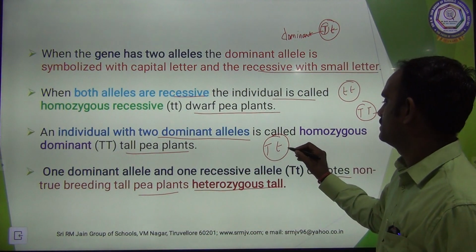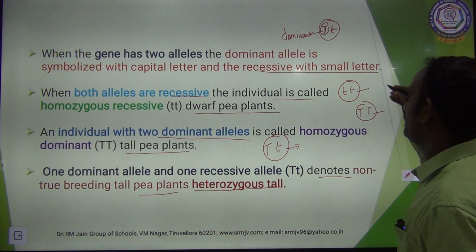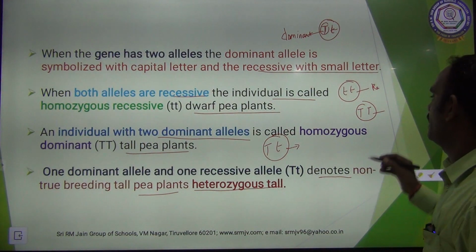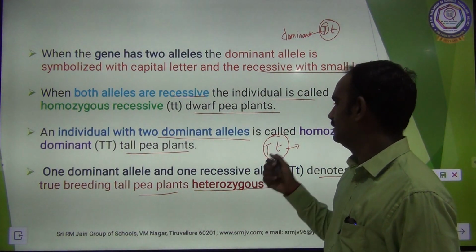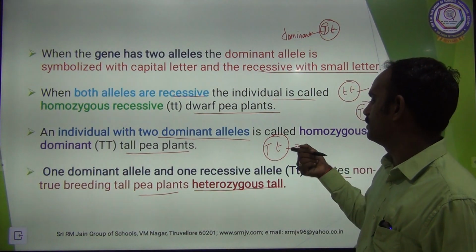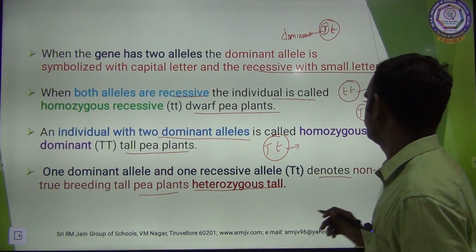This is heterozygous tall, this is recessive dwarf, this is a tall plant. This is a hybrid, not true breeding, it is a heterozygous tall. Okay.